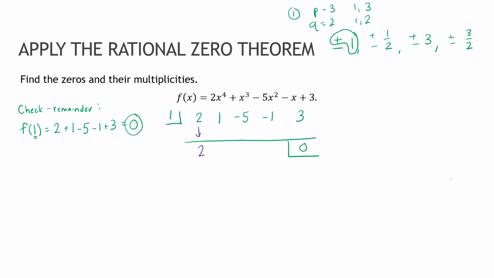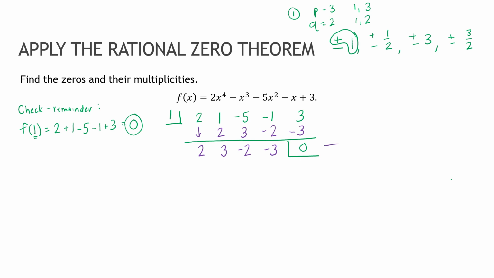Bring down the 2. Take 1 times 2 to get 2. 1 plus 2 is 3. 1 times 3 is 3. Negative 5 plus 3 is negative 2. 1 times negative 2 is negative 2. Add those together to get negative 3. 1 times negative 3 is negative 3. Remainder is 0. So perfect.